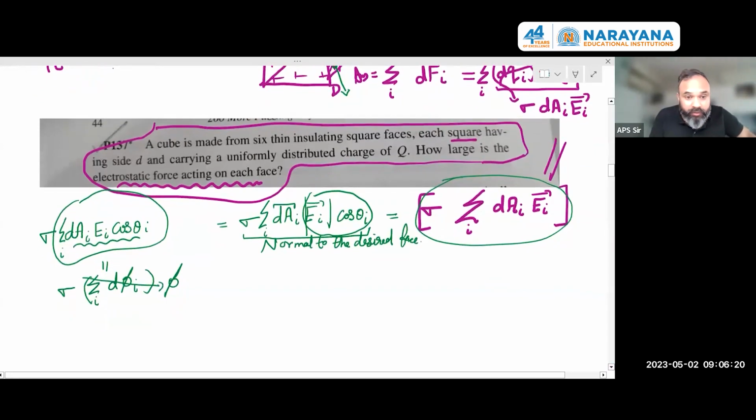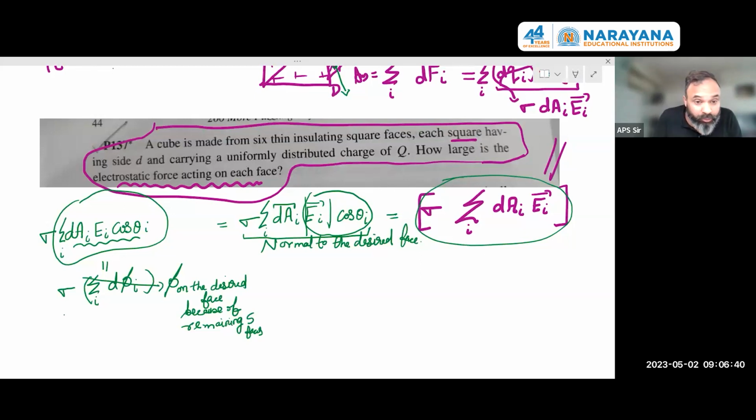Because of whom? This is very important. We have to be careful here. This is flux on the desired face, on the 6th face, because of the remaining 5 faces. Now the question in contention changes. How my mind thinks is, I have got a box, I have got a face. On one face, because of 5 faces, how much flux will pass?